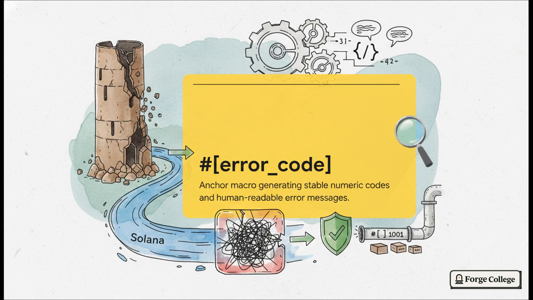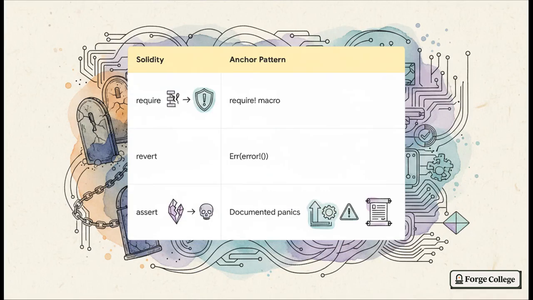By returning a structured error instead of a panic, your program halts safely, any previously emitted logs are perfectly preserved, and your off-chain clients get a specific stable numeric code they can actually test against and rely on. So the absolutely crucial point here is how we systematically map our old habits to this new reality. Let's walk through this translation matrix.